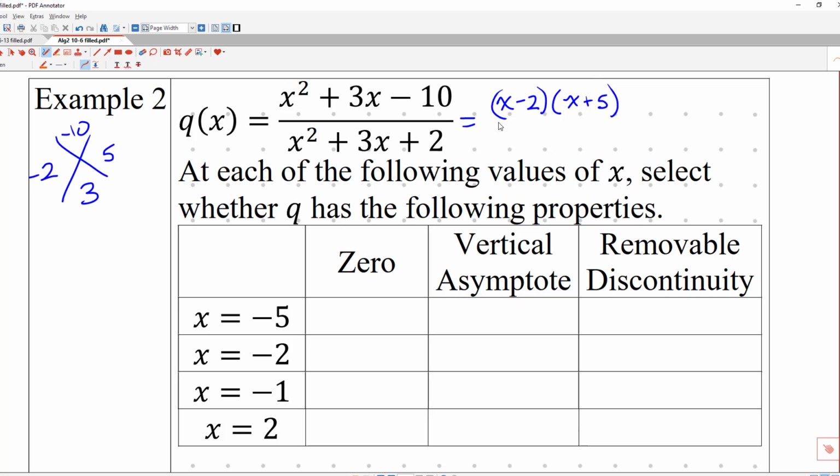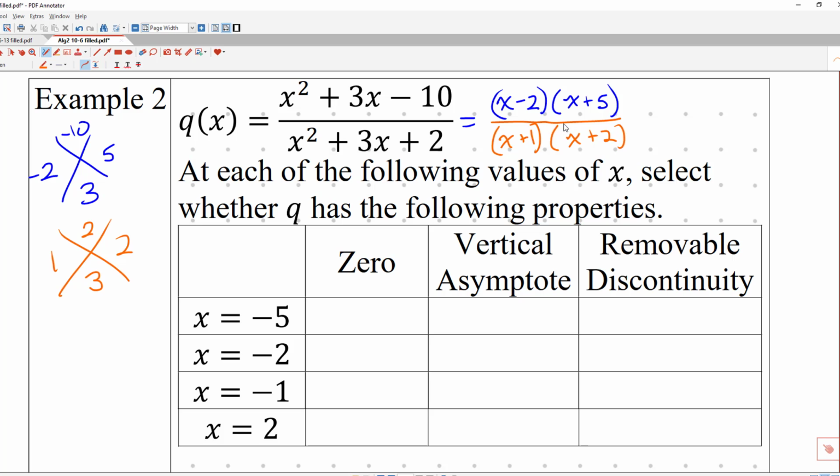What about for the denominator? So that's going to be another ninja star off to the side. 3 in the bottom, 2 in the top. What times what is 2? 1 and 2. And 1 plus 2 also add up to 3. So we're good. This is going to be x plus 1 and x plus 2.